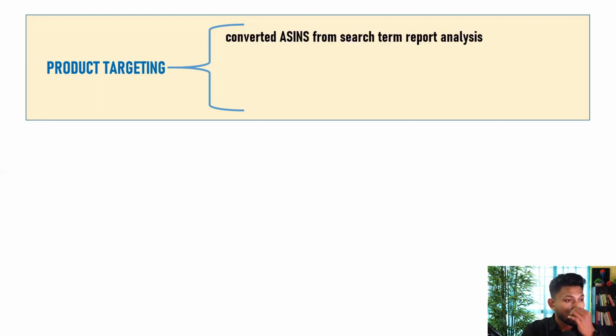First of all, the converted ASINs from search term report analysis. We have done the search term report analysis and figured out which keywords we are going to use on the brand campaigns. We have figured out all the keywords and ASINs that have got 3+ sales. We have taken those out in a separate sheet. We are going to use those ASINs here to target.